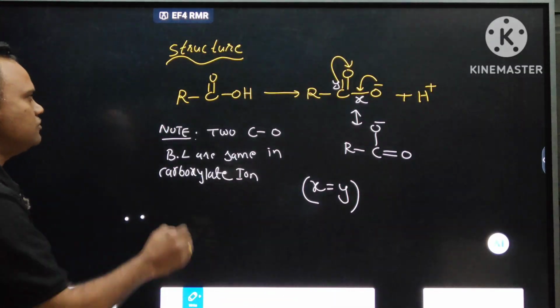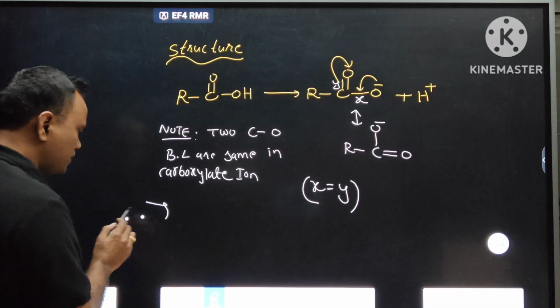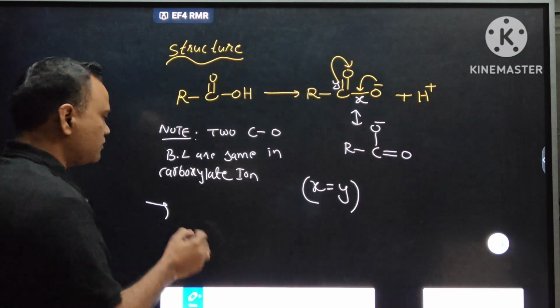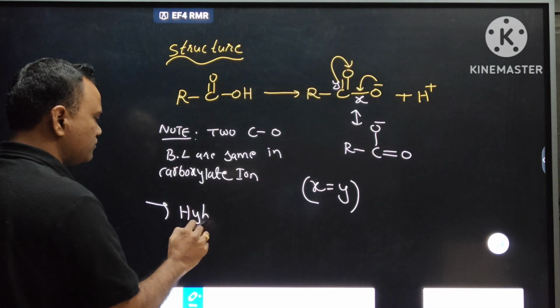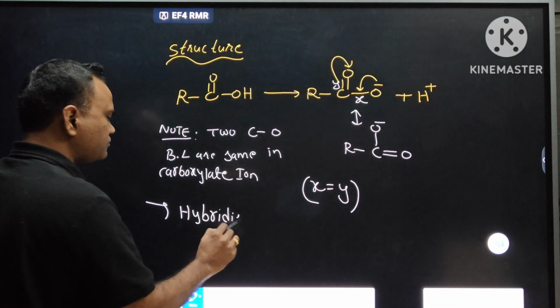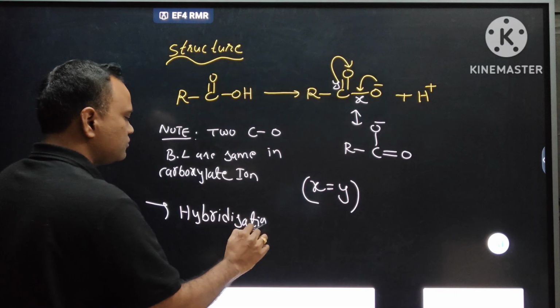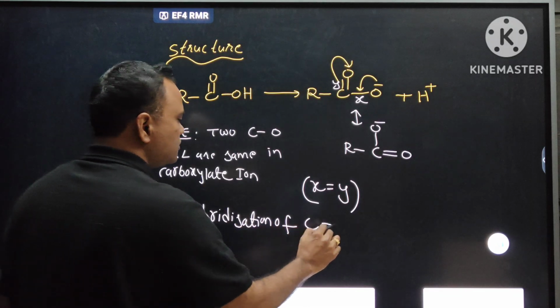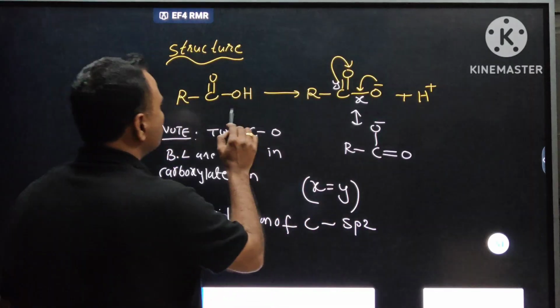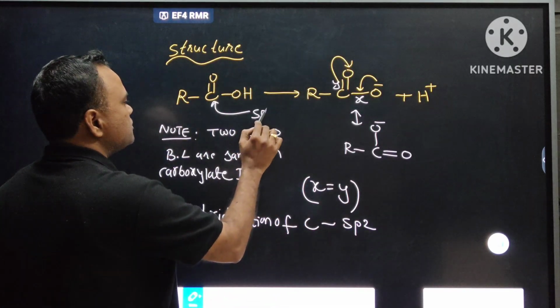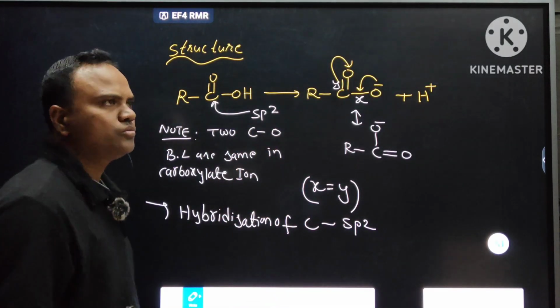And the hybridization of the carbon in carboxylic acid or carboxylate ion is sp2. The hybridization of this carbonyl carbon is sp2.